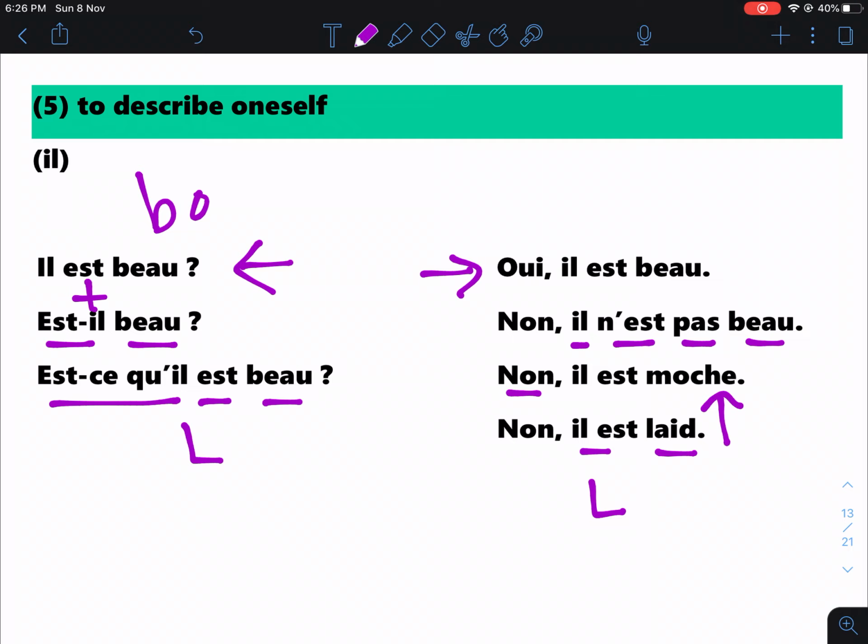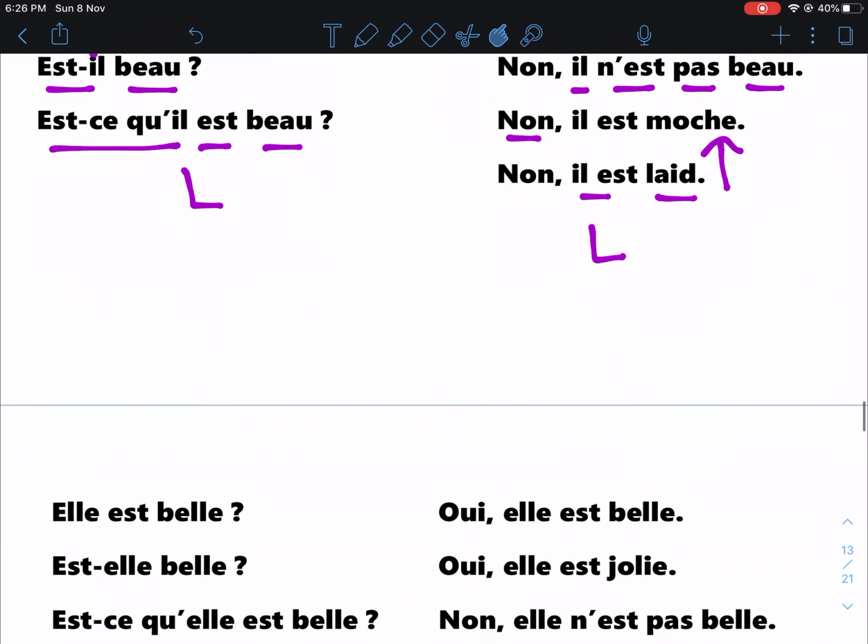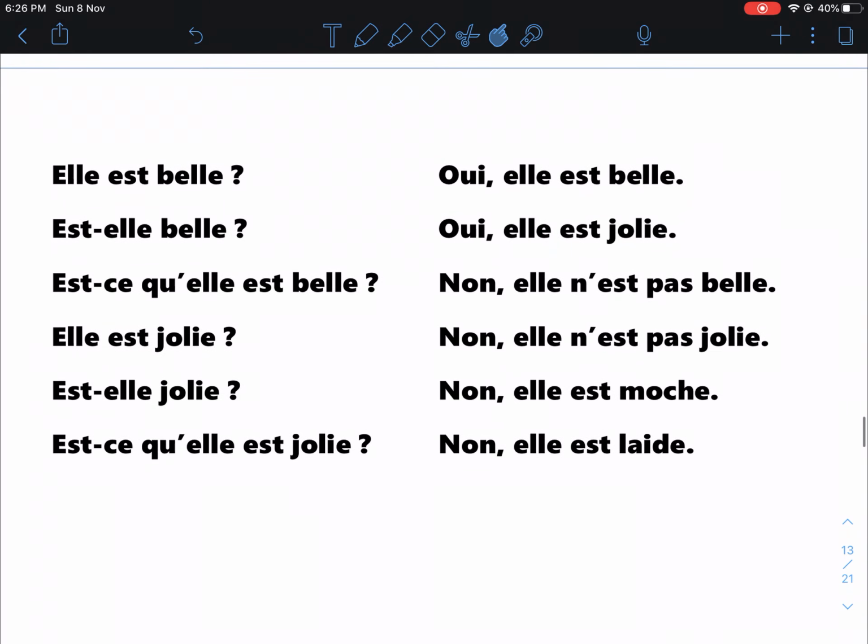Okay, so just now we have seen a lot of questions and answers using the verb avoir, but here you have the verb être. Être here means to be. I am, you are, he is, and she is. Well, let's move to the next one. Here you have a few adjectives as well.